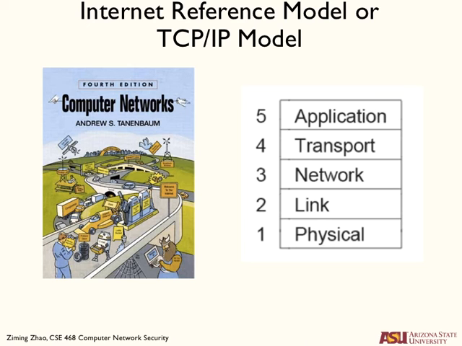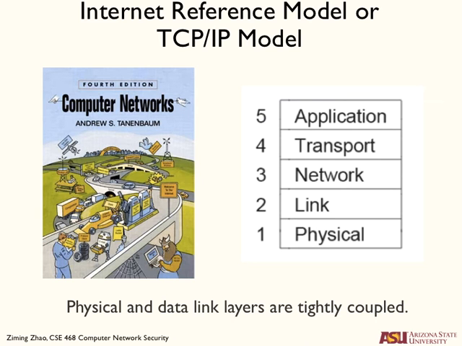So why is it confusing here? Why do some people want to separate these and some people want to consolidate them into one layer? That's because the physical layer and the data link layer are tightly coupled. In most cases, they are implemented in hardware, in a network adapter. So sometimes it's not necessary to separate them, but sometimes it is easier to understand if we make their distinction very clear.